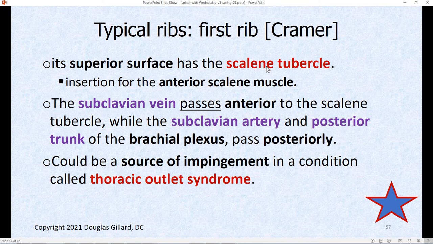And then the anatomy in that area is very important because the subclavian vein passes anterior to the scalene tubercle and the anterior scalene. But the problem is the artery, the subclavian artery, and the posterior trunk of the brachial plexus pass behind it in this weird little triangle. And that's a source, it can be impinged, and people have horrible pain in their pinky and their ring finger, burning all the way down that part of their arm. That's C8 dermatome in people with thoracic outlet syndrome.